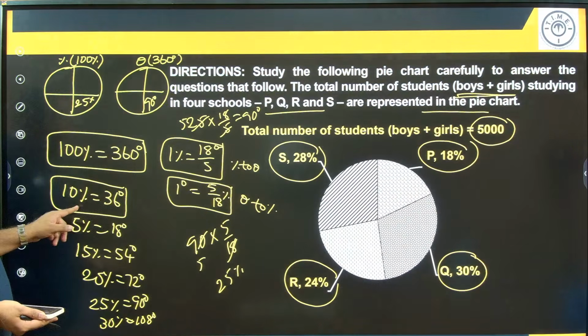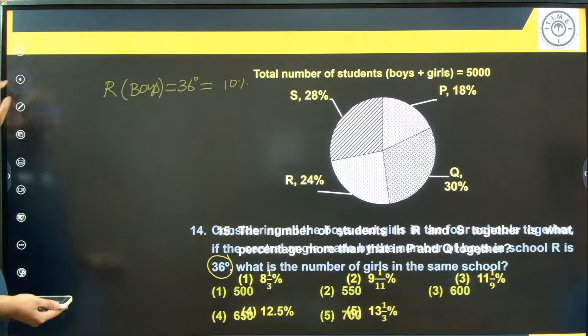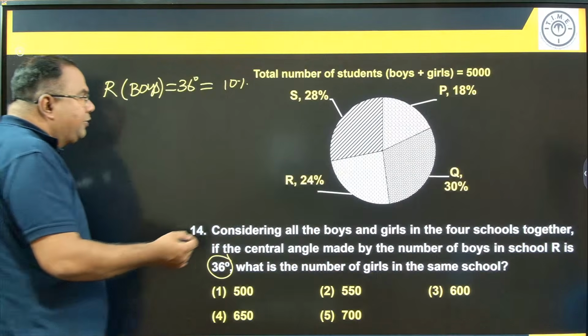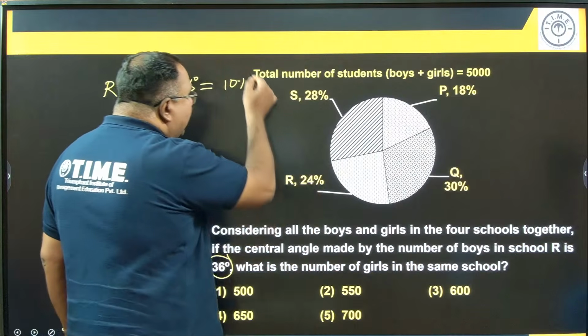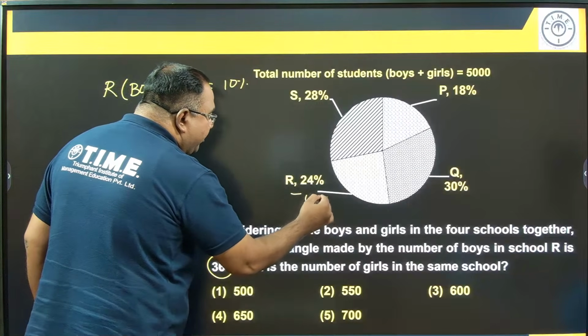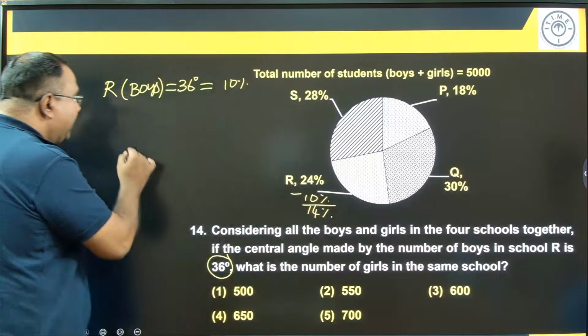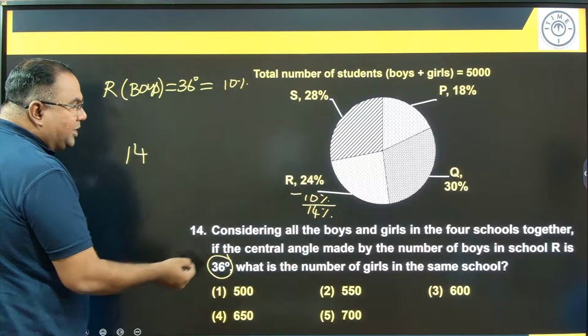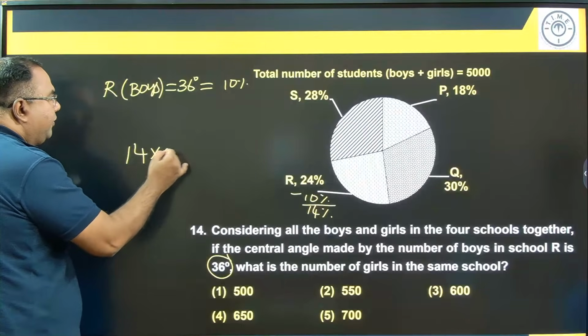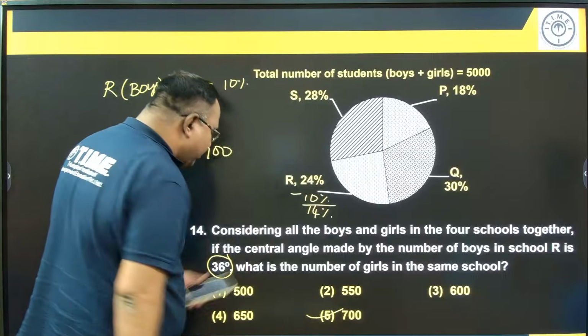36 degrees is how much percentage? 10%. You should remember this. If 36 degrees is 10%, out of 24% total, out of total that is 100%, 10% are boys. If I remove 10%, my girls are 14%. So 14%, that is the question. Now find the number of girls in the same school. 14 into 50, 700. One step answer, answer choice 5.